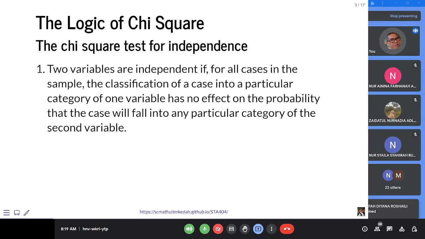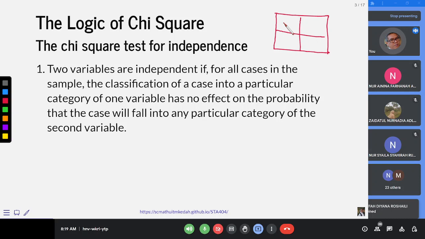Okay, let's say in this situation you have a two-way table. Suppose that a case falls in here. Let's say this is A, and this is a complement of A, and this is B, and this will be a complement of B. So in this situation, suppose that it falls under A. It doesn't show that for category B, it must also fall under B. It doesn't affect the probability that it falls in B.